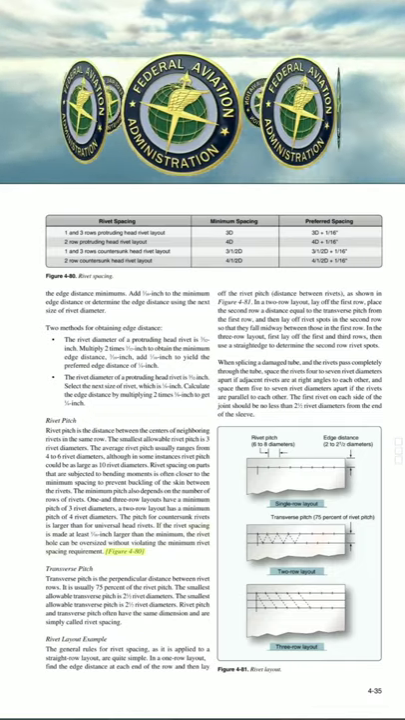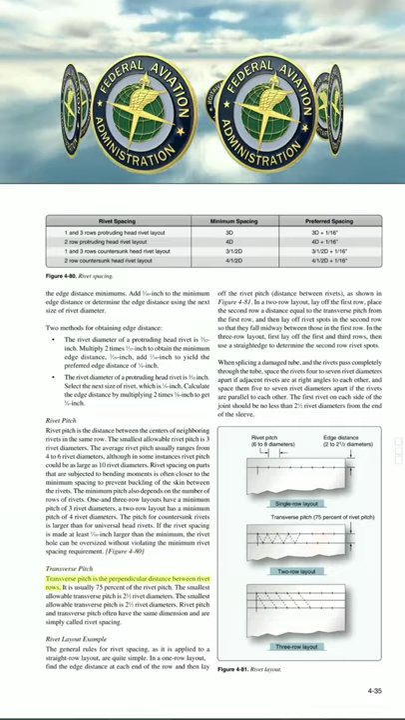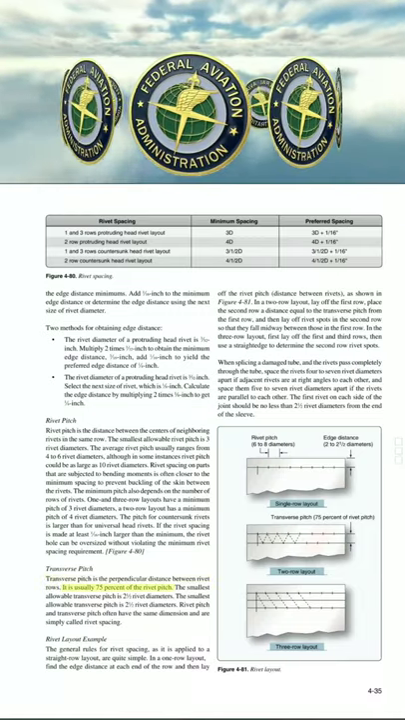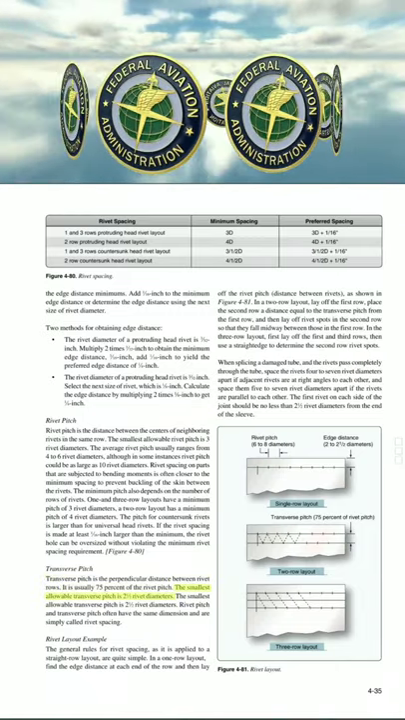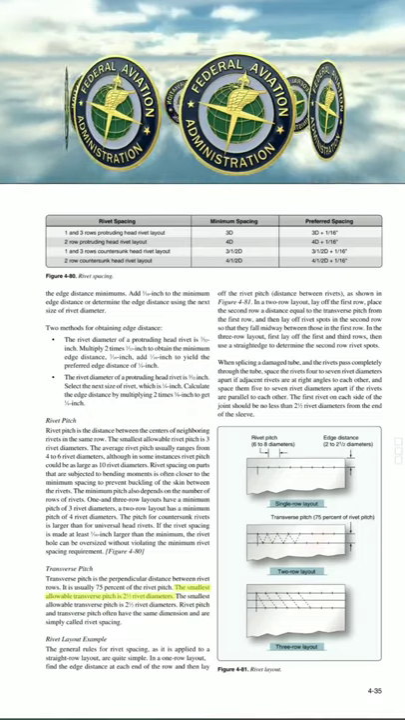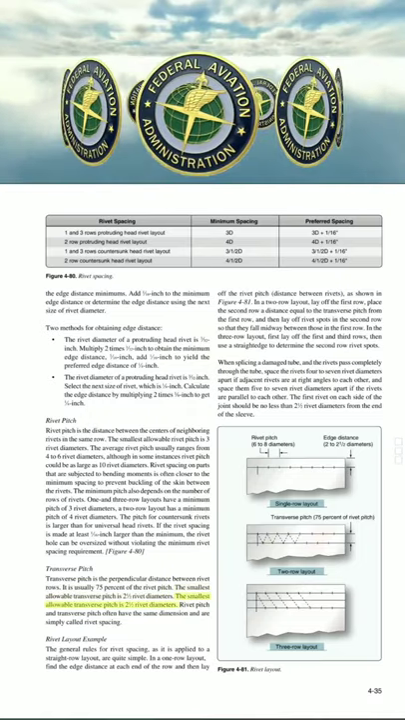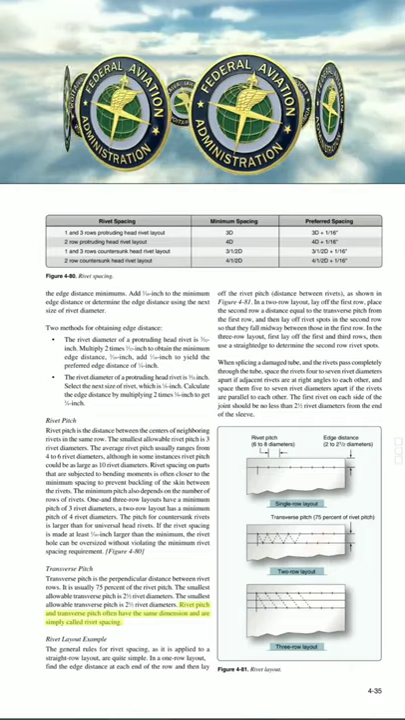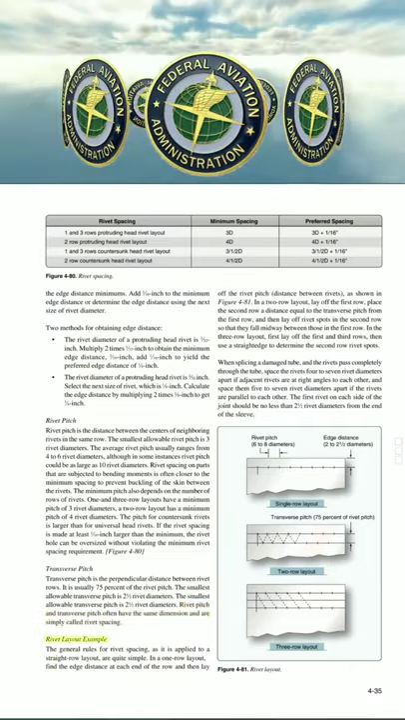Figure 4-80. Transverse pitch. Transverse pitch is the perpendicular distance between rivet rows. It is usually 75% of the rivet pitch. The smallest allowable transverse pitch is 2 1/2 rivet diameters. Rivet pitch and transverse pitch often have the same dimension and are simply called rivet spacing. Rivet layout example.